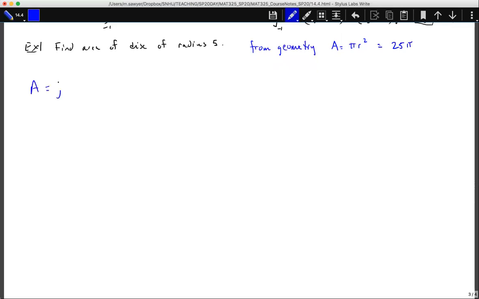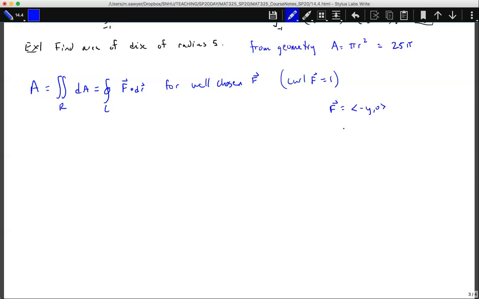So using calculus, the area of the disk of radius 5, dA, is equal to the integral around the curve of f dot dr, for a well-chosen field f. And we want curl of f to be equal to 1. And so here, remember our choices for f. We had f is equal to -y comma 0. We had f is equal to 0 comma x. And we had f is equal to -1/2 y comma 1/2 x. Those were all well-chosen fields f.